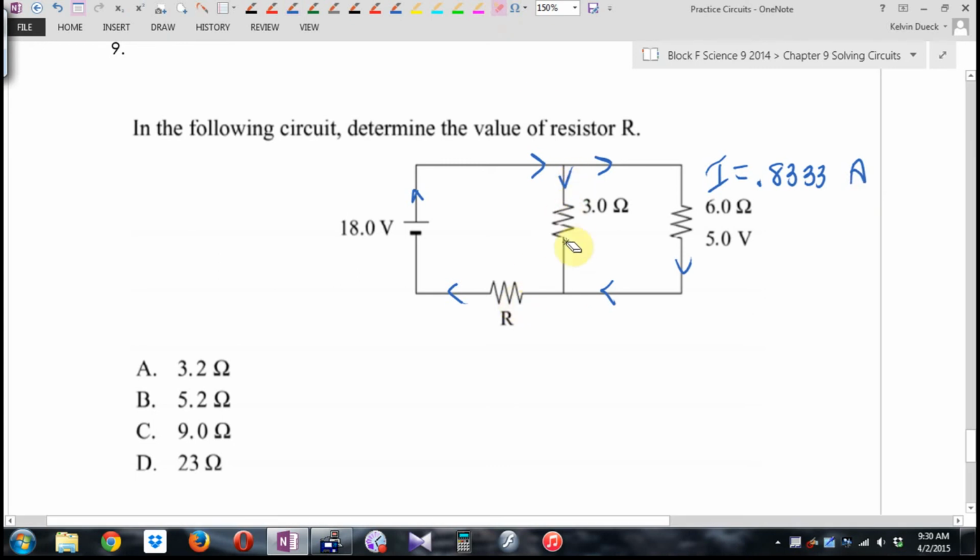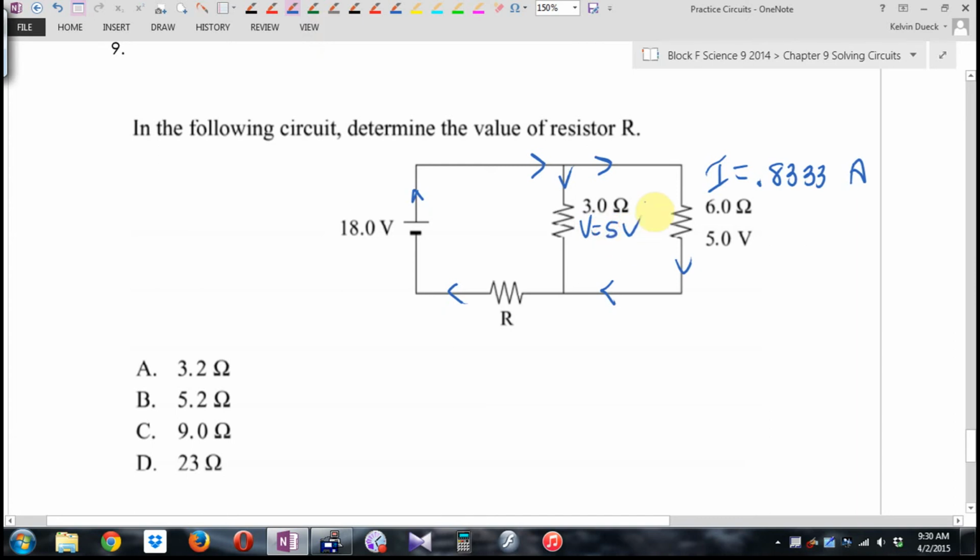No, because there's also some current coming from this junction. What other trick can I use? Well, how many volts going down this hill? How many volts going down this resistor? Has to be the same, because we split up and met up.